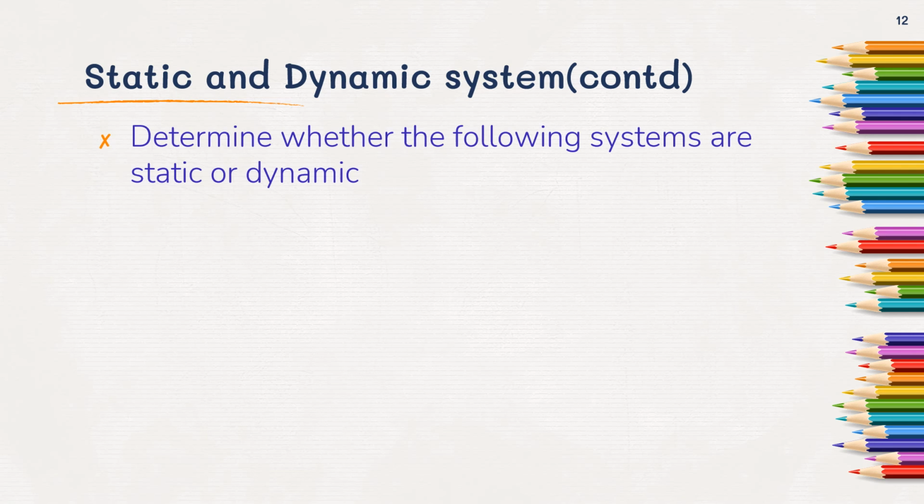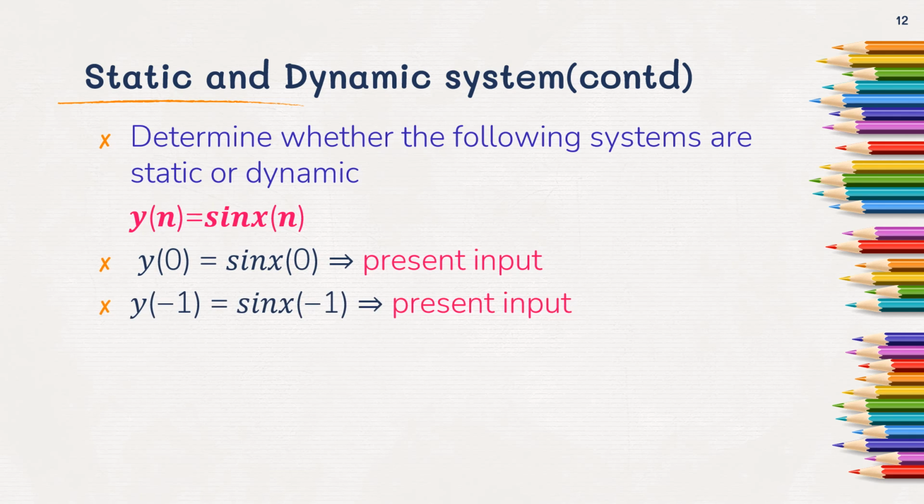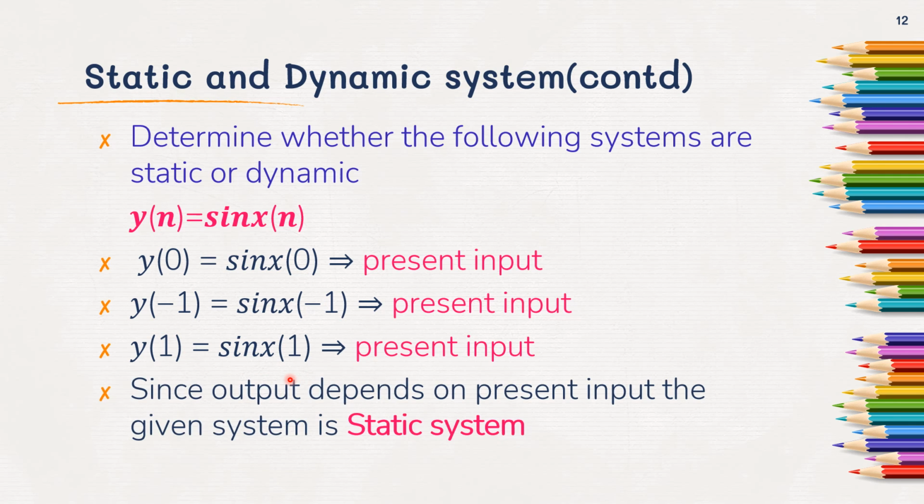Right. Now, one more example, let us see. Y of n is equal to sine x of n. Y of 0 is equal to sine x of 0. Y of minus 1 is sine x of minus 1. Y of 1 is equal to sine x of 1. So see here, the output at any instant of time depends only on the present inputs. So what is the system? The system is going to be called a static system.